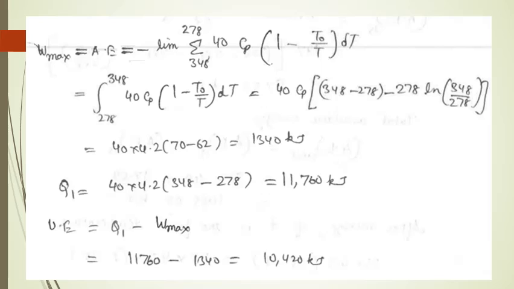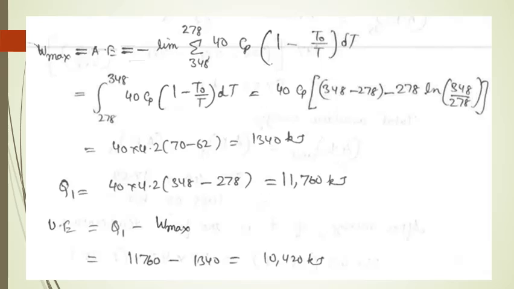Now since we have a negative sign here and the limit is from 348 Kelvin to 278 Kelvin, we change the limit and then the negative sign will disappear as we have changed the limits. So it becomes the integration from 278 Kelvin to 348 Kelvin for the expression 40 into Cp into 1 minus T naught upon T dT. So after integrating, we get the value of maximum work obtainable or available energy as 1340 kilojoule.